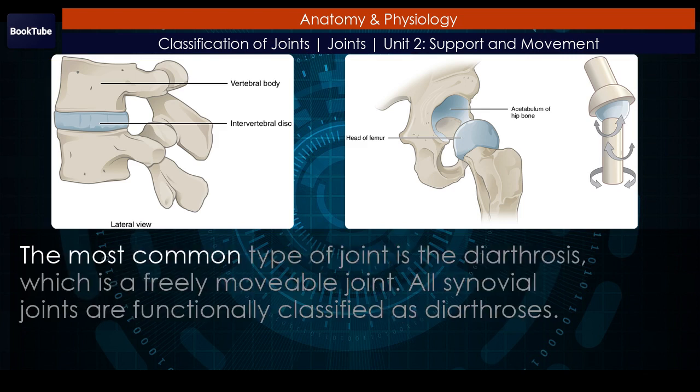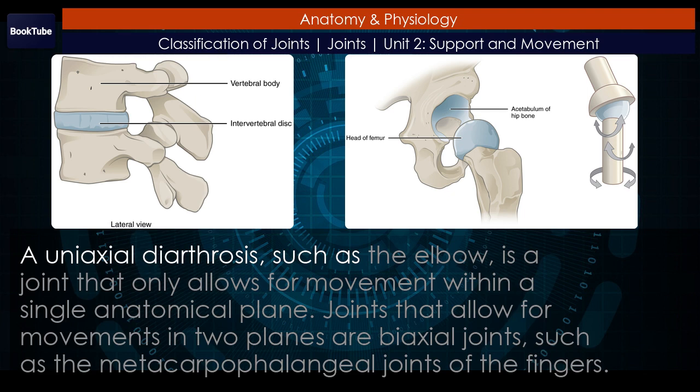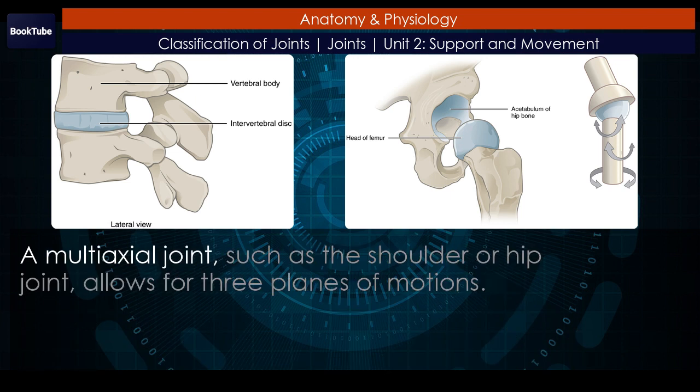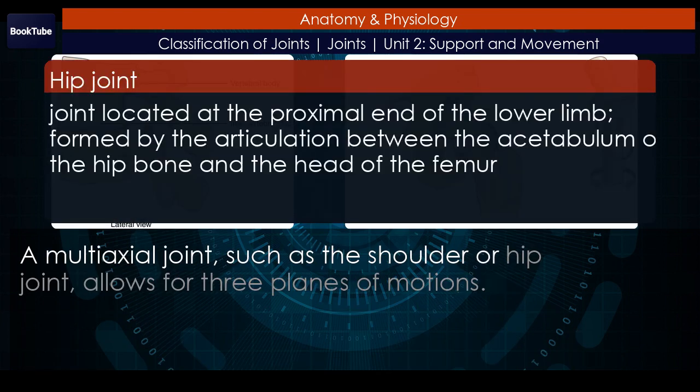The most common type of joint is the diarthrosis, which is a freely movable joint. All synovial joints are functionally classified as diarthroses. A uniaxial diarthrosis, such as the elbow, is a joint that only allows for movement within a single anatomical plane. Joints that allow for movements in two planes are biaxial joints, such as the metacarpophalangeal joints of the fingers. A multiaxial joint, such as the shoulder or hip joint, allows for three planes of motions.